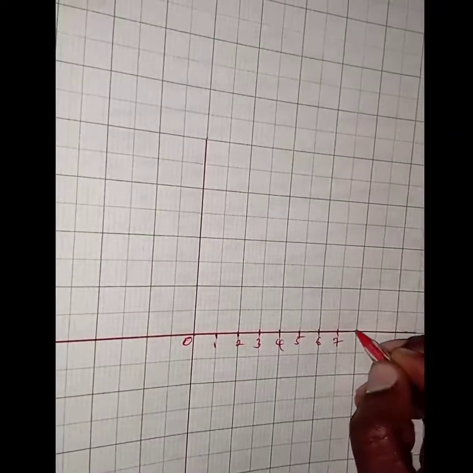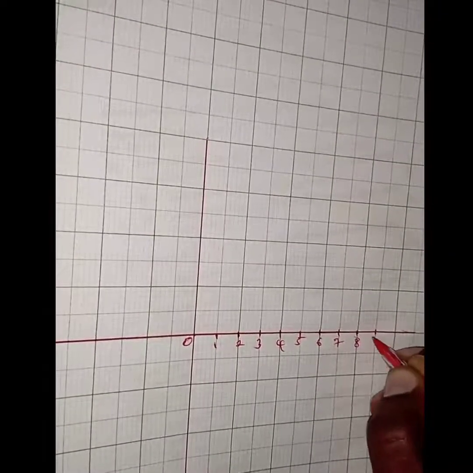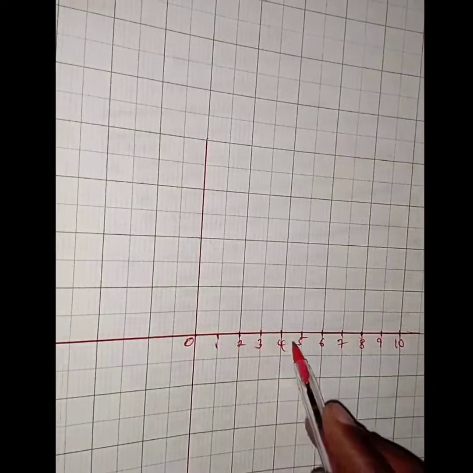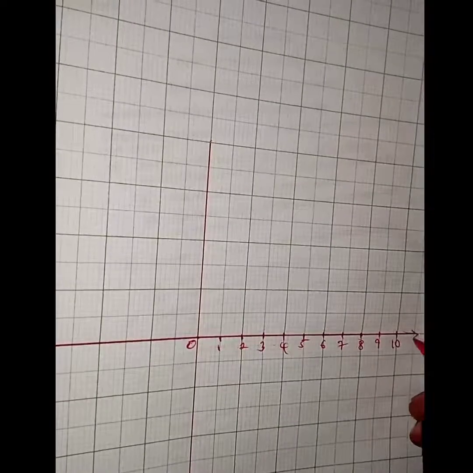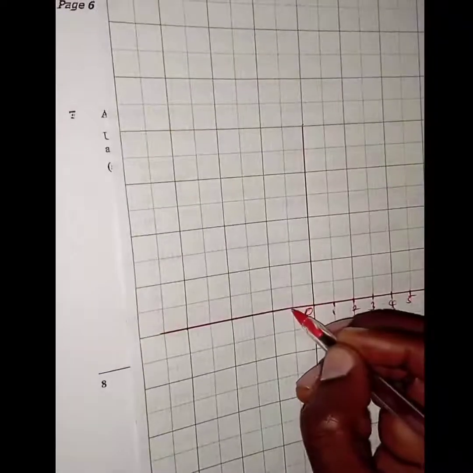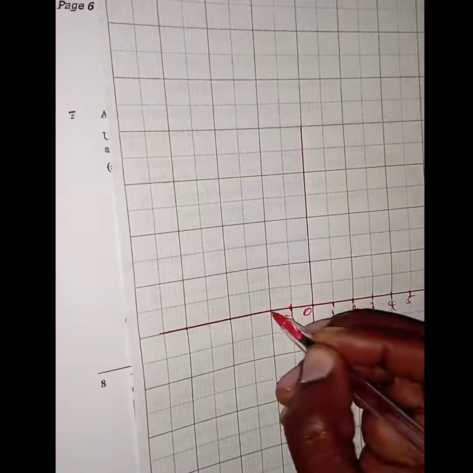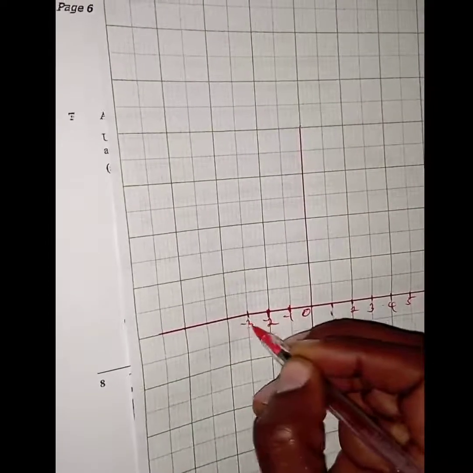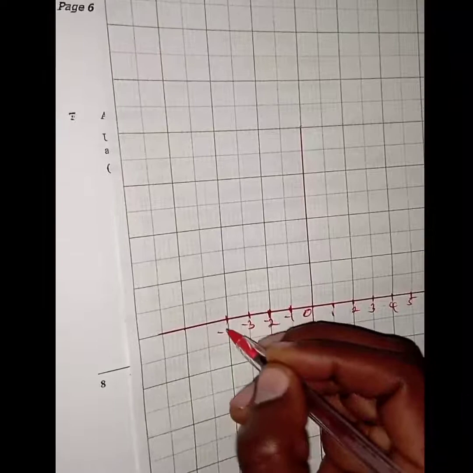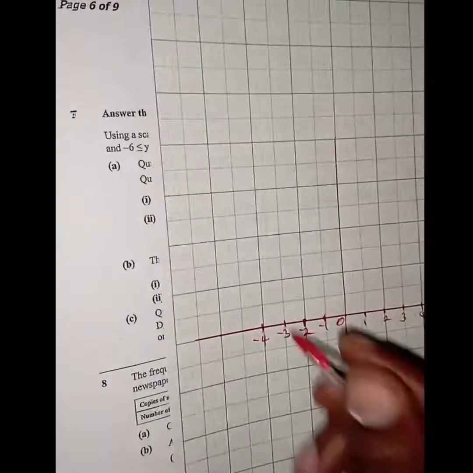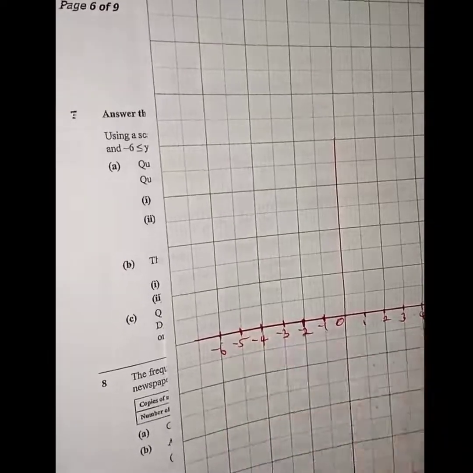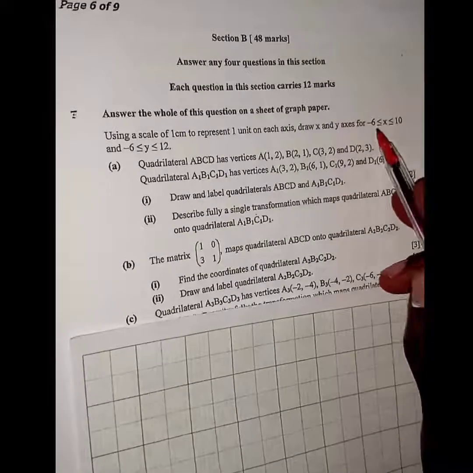7, you have 8, 9, 10. 1, 2, 3, 4, 5, 6, 7, 8, 9, 10. This is our x-axis. And the negative part, -1, -2, -3, -4, -5, -6. So from -6 to +10.